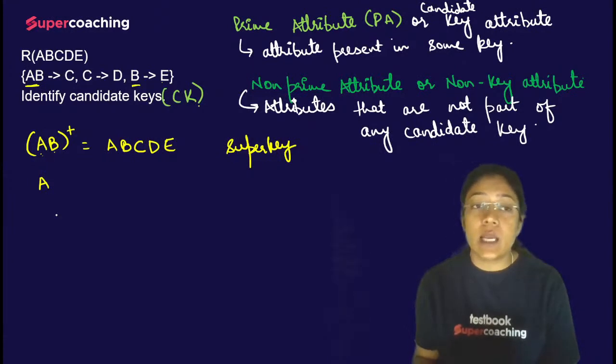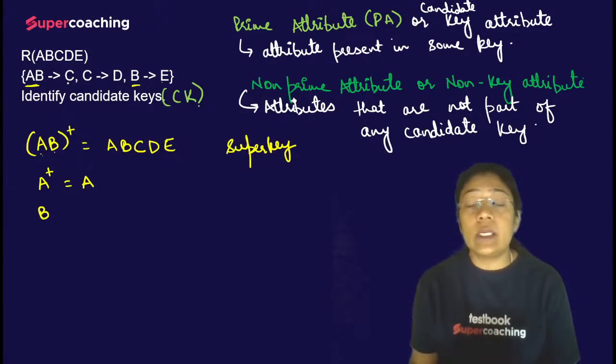What will the subsets of AB be? Proper subsets will be A and B. So I'll find out A closure. A closure means A is determining itself. Only A doesn't determine anything else; A and B together determine C. Only A is not determining any other attribute. So it is not determining all attributes of the relation.